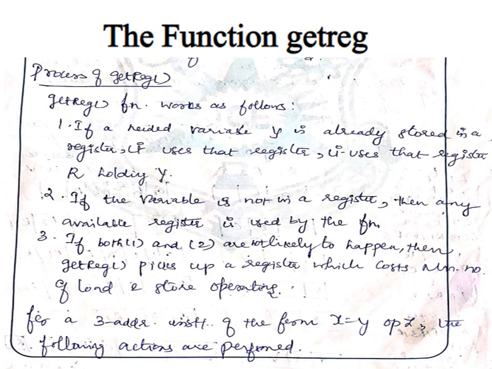So for a three address statement, an instruction of the form x equal to y OP z means that x, y, z are the operands, and operators such as plus, minus, star are the operators. So this is a three address code. For x equal to y OP z, the following actions are performed.